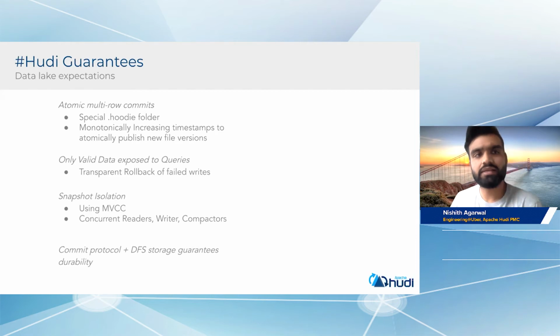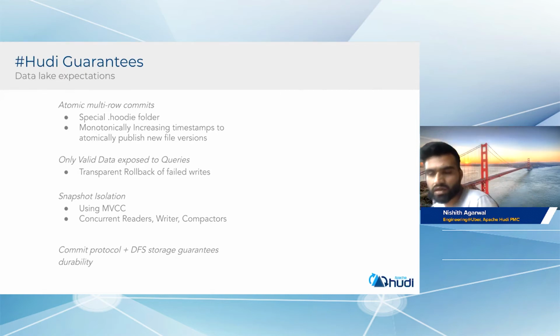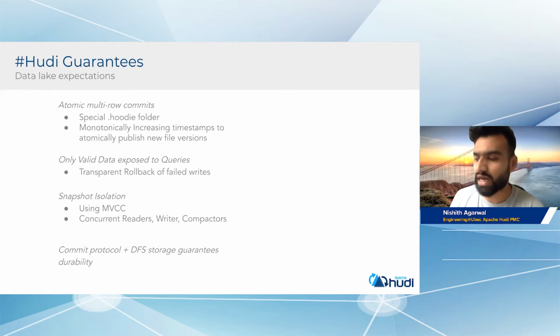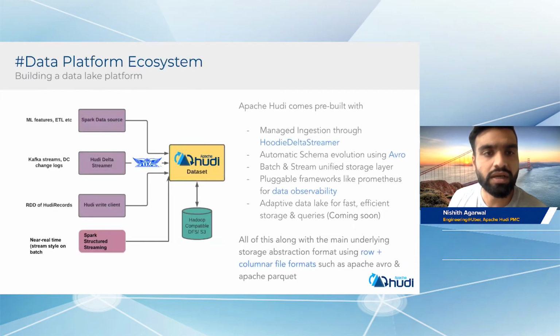So the guarantees that Hoodie provides are atomic multi-row commits. You only expose valid data to queries, and you can do snapshot isolation using MVCC. And finally, the durability is provided by the durability of a distributed file system. So with all of these guarantees, you can achieve ACID semantics on the data lake using Hoodie.